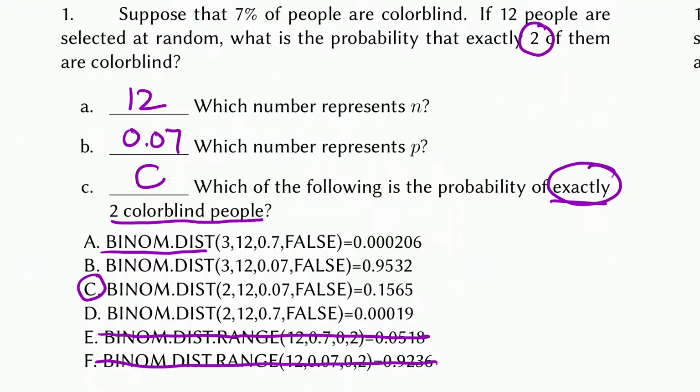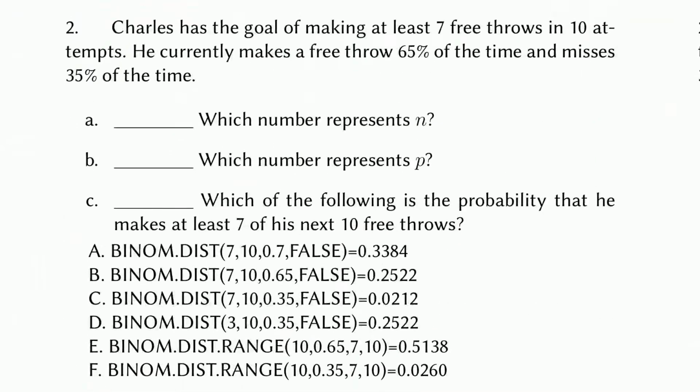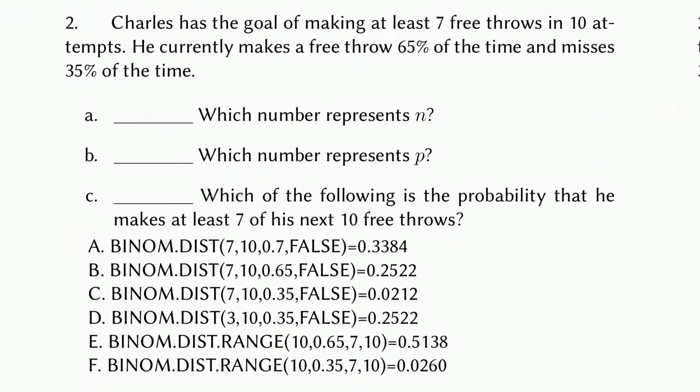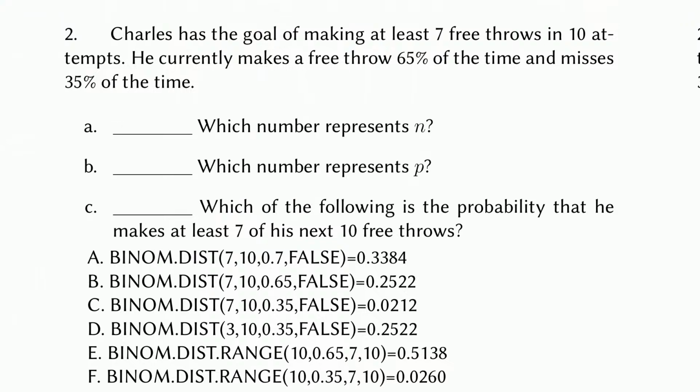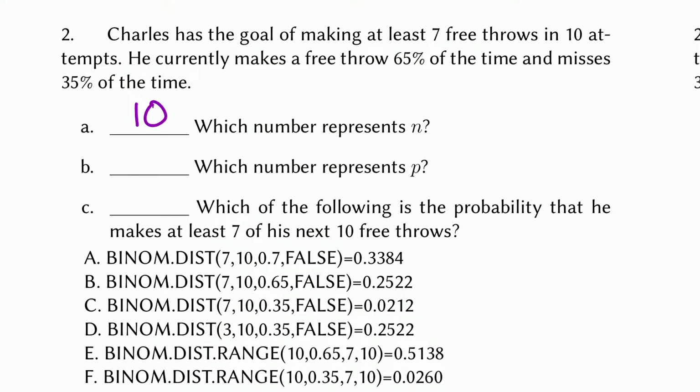Okay, let's do number 2. See how we do with this one. Charles is going to make at least 7 free throws, interesting, out of 10. So we are doing 10 free throw attempts. The probability of success looks like it's 65%, so 0.65. I know I threw in that 35% there, but that's the probability of failure. We're interested in making free throws.